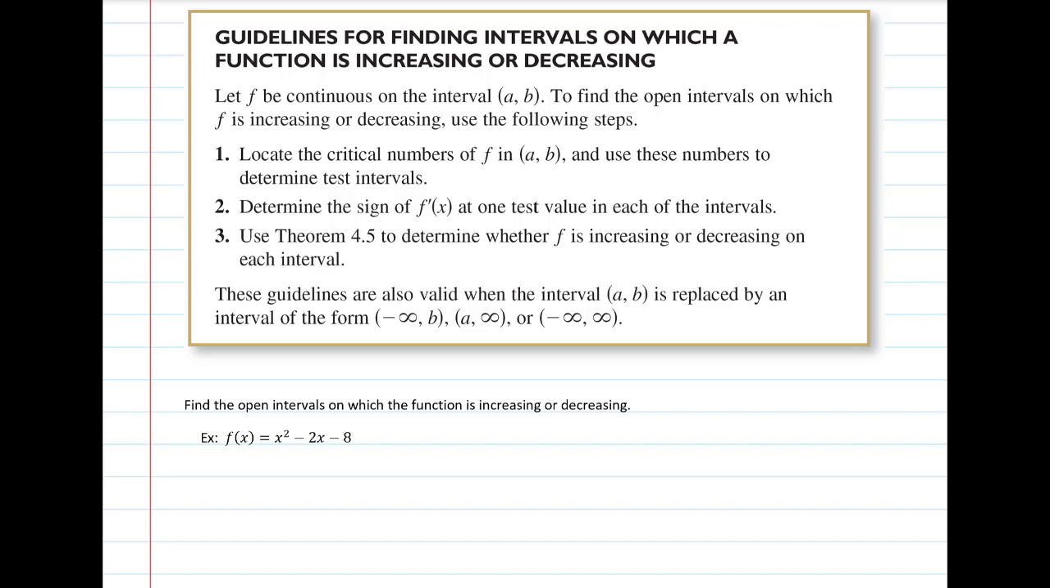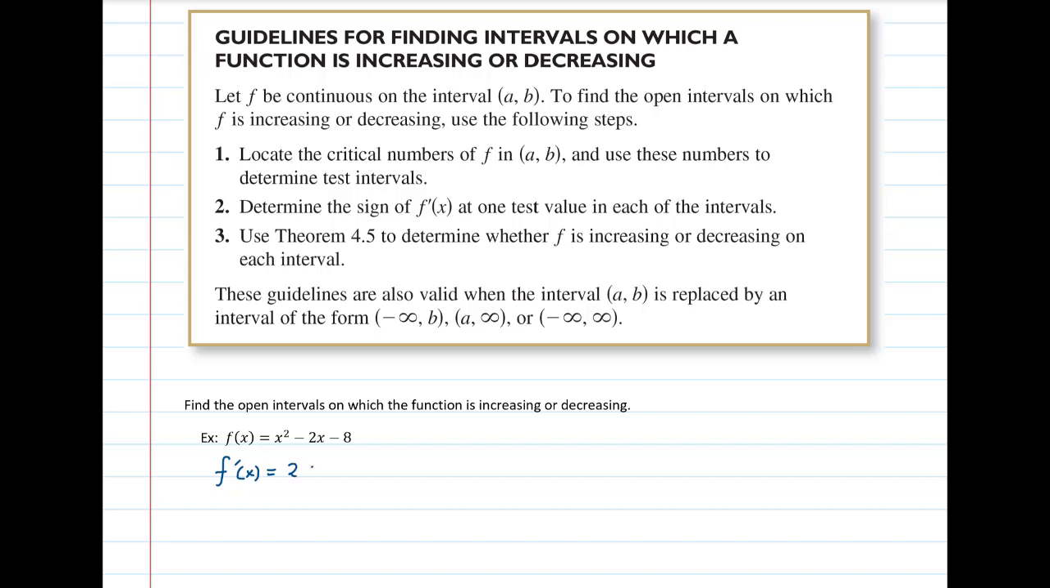So here we have an example. And we're asked to find the open intervals in which the function is increasing or decreasing. And this is a nice quadratic here. f of x equal to x squared minus 2x minus 8. So following the guidelines here, we're going to start by finding the critical numbers first. Now remember, we've defined what critical numbers are before. And that's when the derivative is equal to 0 or undefined.